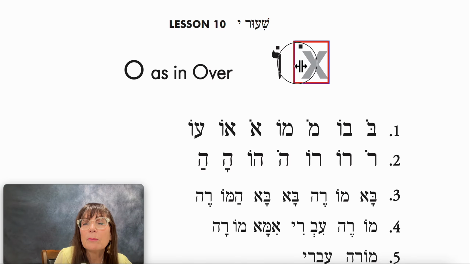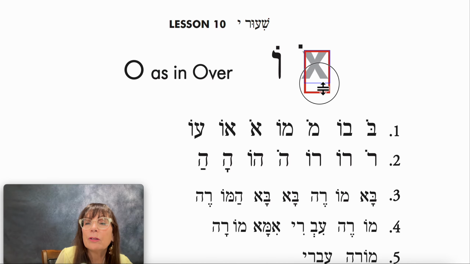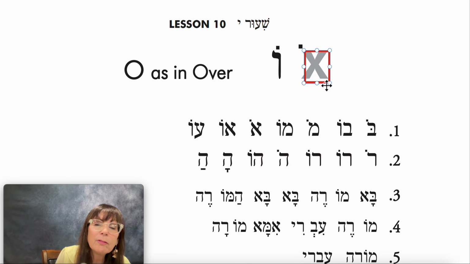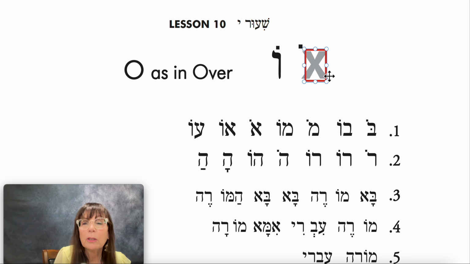So a lot of times in my classes, I actually use a box like that instead of an X, and then I put the dot like to the upper left hand side. So just like you see over here. Just keep in mind that that X is just a placeholder for any Hebrew letter. And the dot goes on the upper left, and that has the sound O. O as in over. Okay.